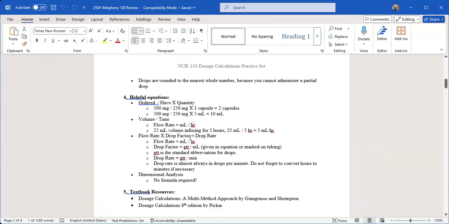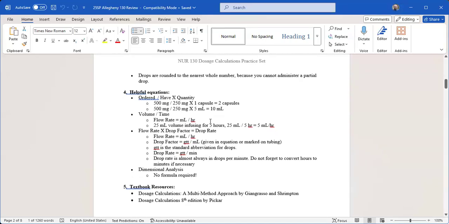These are some formulas or equations that might be helpful, but those who worked with me last semester or watched any of my reviews know that I tend to use dimensional analysis. If you use dimensional analysis as a tool and a strategy, not something you're memorizing and trying to remember, you don't have to worry about these different equations. But it's something to think about. All right.